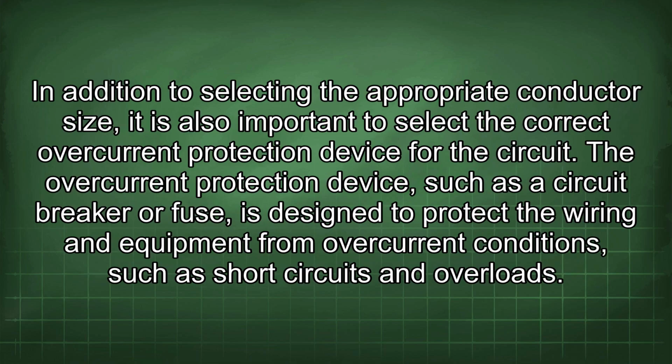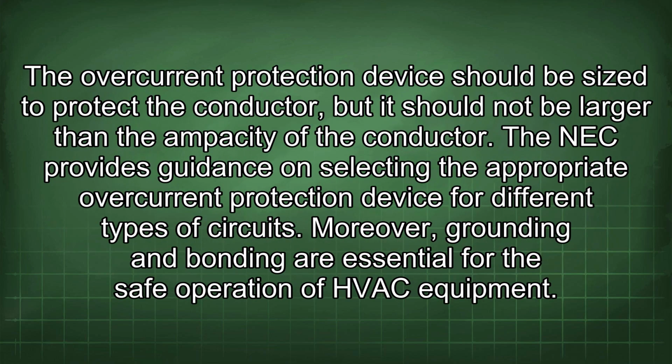In addition to selecting the appropriate conductor size, it is also important to select the correct overcurrent protection device for the circuit. The overcurrent protection device, such as a circuit breaker or fuse, is designed to protect the wiring and equipment from overcurrent conditions, such as short circuits and overloads. The overcurrent protection device should be sized to protect the conductor, but it should not be larger than the ampacity of the conductor. The NEC provides guidance on selecting the appropriate overcurrent protection device for different types of circuits.